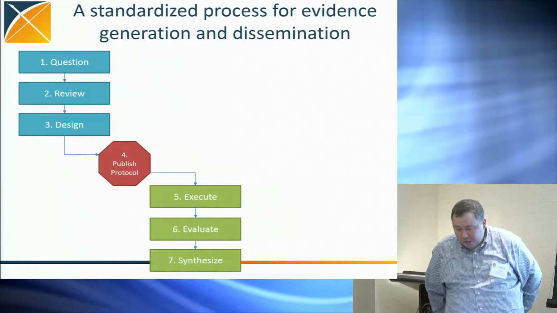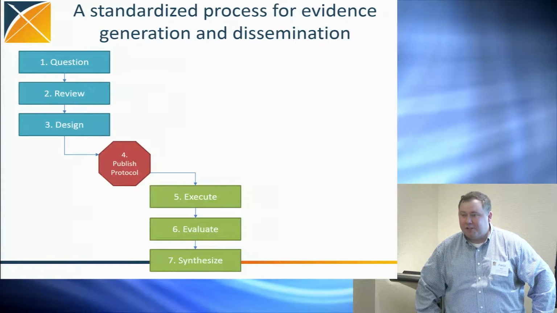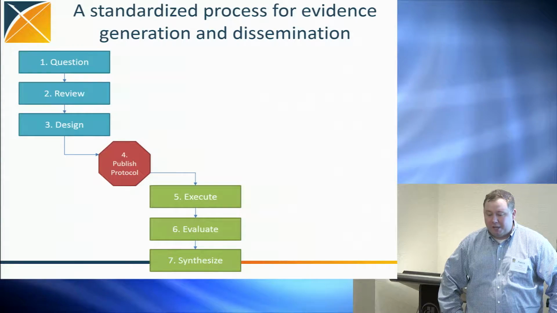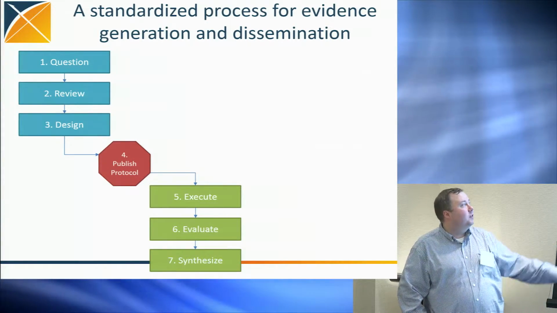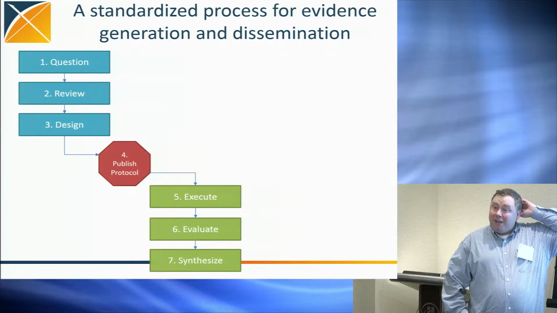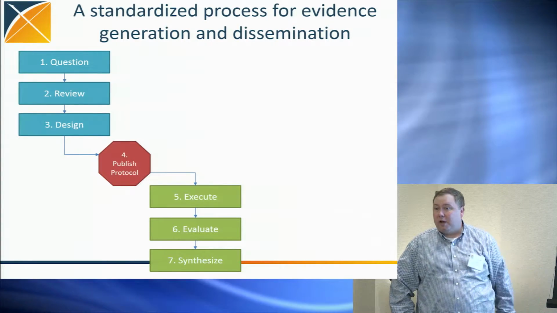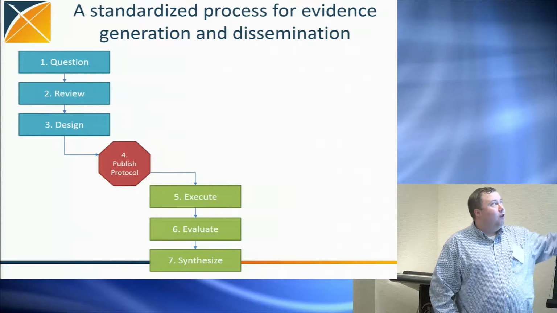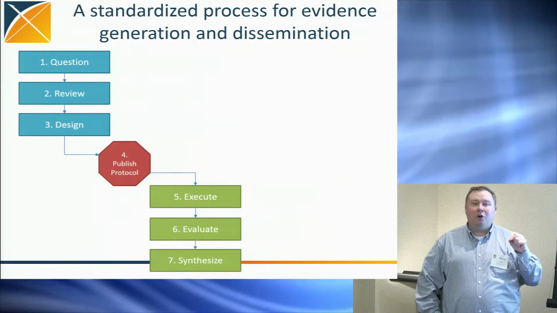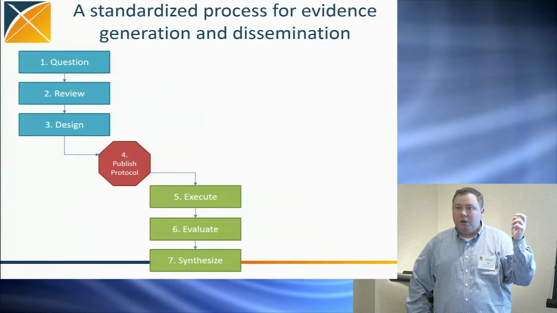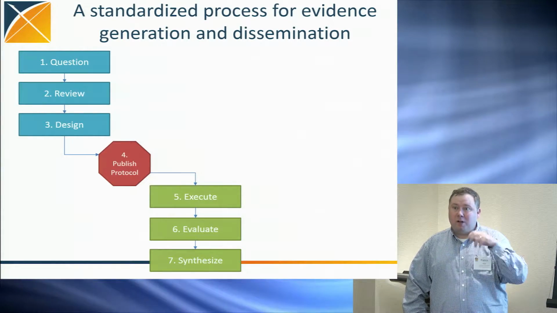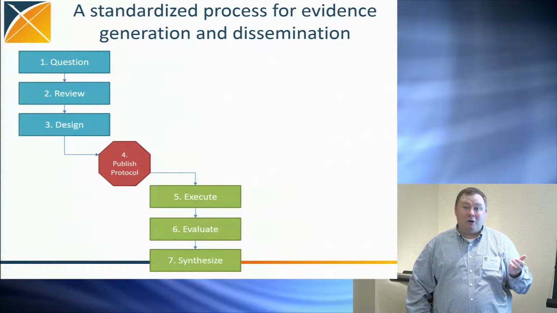So, if we think about a standardized process for evidence generation and dissemination, we could think about this as seven steps. First and foremost, you want to have a question. You want to know what clinical question would matter to patients. From there, you want to review what is already known. Is there evidence that exists in the world? So I know many of you, as you're preparing your question, you started to look around and say, like, has this question already been answered?